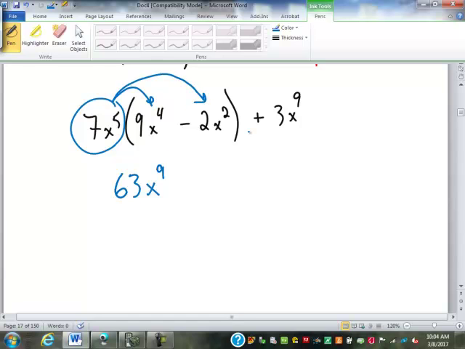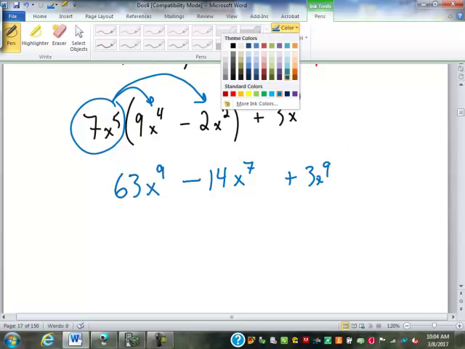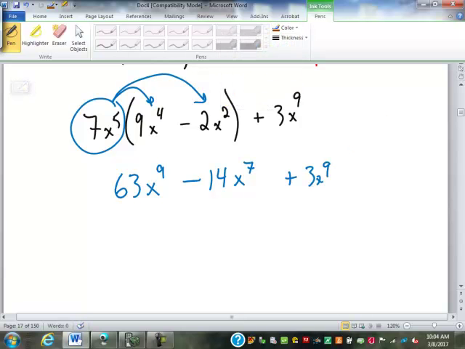7x to the 5th times negative 2x squared. Negative 14 x to the 7th. We still have this positive 3x to the 9th out here. Are we done? No. We have x to the 9th and x to the 9th can be combined. 63 and 3 make 66x to the 9th minus 14x to the 7th.